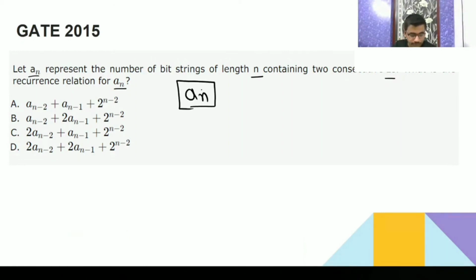So try first. an represents the number of bit strings of length n containing two consecutive ones. What is the recurrence relation for an?